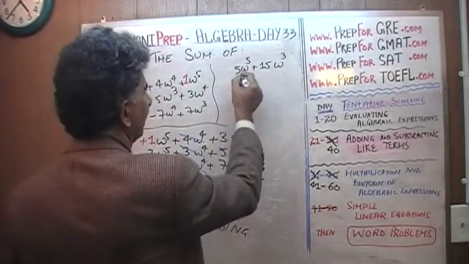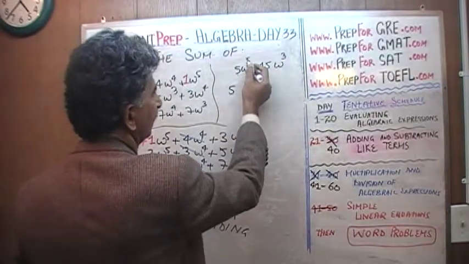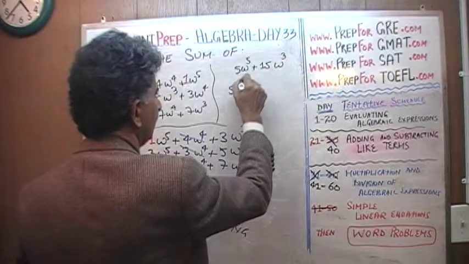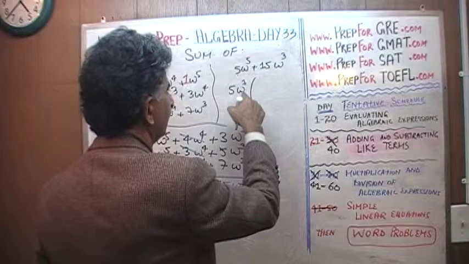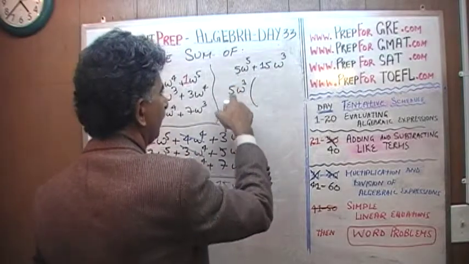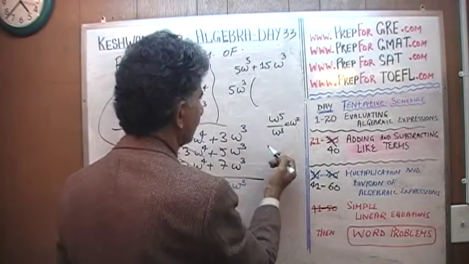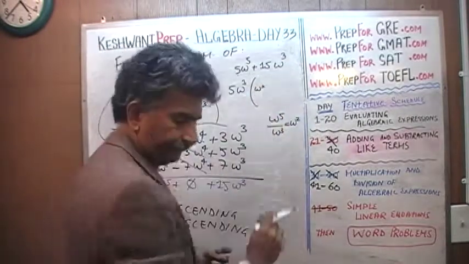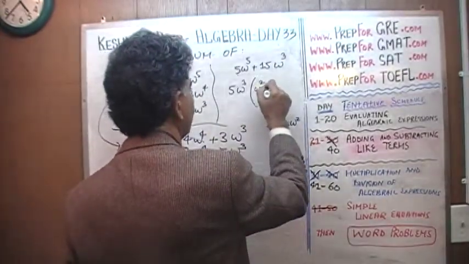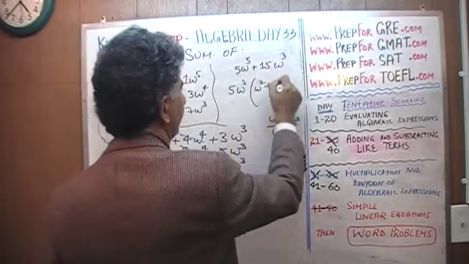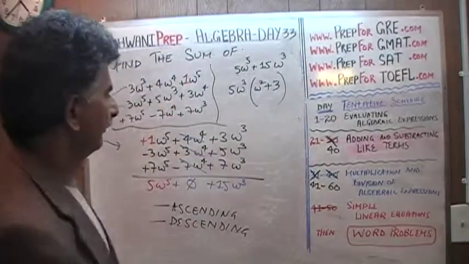If there is anything common, here I see a 5 and here I see a 15, which means we can take out the 5 common. Here I see w raised to the fifth and w raised to the third, which means w raised to 3 can be taken out common. If you take out w cubed common, 5 is already out. W to the fifth divided by w cubed is w squared. So w squared goes here. And then 15 divided by 5 is 3, and w cubed is already out. That's our final answer.